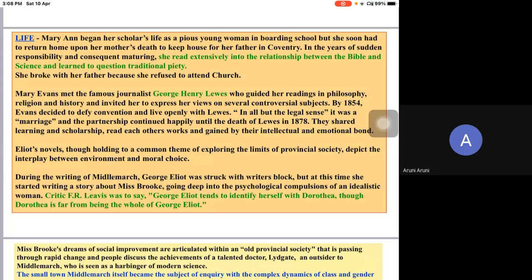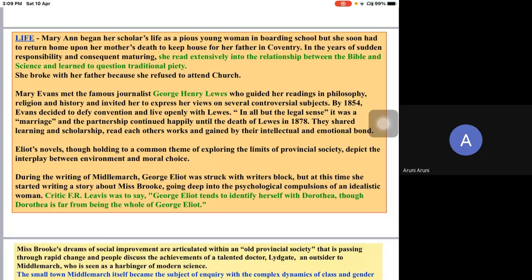Eliot's novels, though holding a common theme of exploring the limits of provincial society, depict the interplay between environment and moral choice. The environment is always there, right? Where we grow up, in what situation we are, that kind of determines the decisions we take. The moral choices are sometimes determined by the environment also.